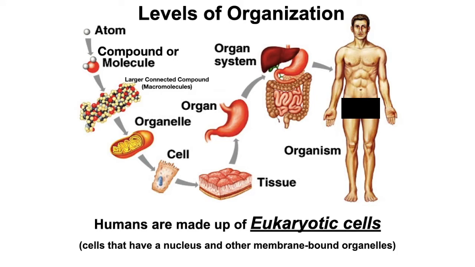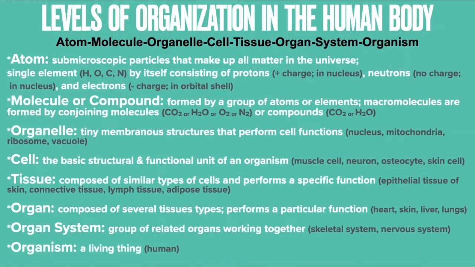And organelles are like little tiny organs. These tiny membranous structures have a certain function. They're just like a little organ. So each organelle has a function, such as the mitochondria makes energy, the ribosome makes protein, the vacuole stores food or water or waste. So they all have a function. Then when we put all these organelles together, we have the cell, and the cell is the basic structural unit, functional unit of an organism.